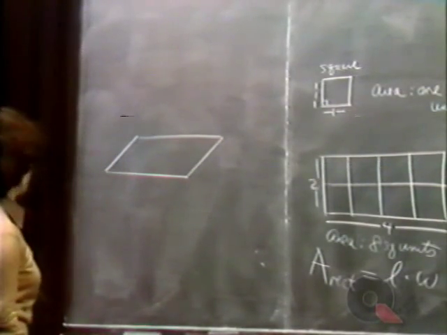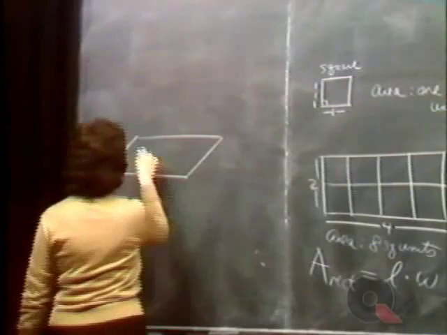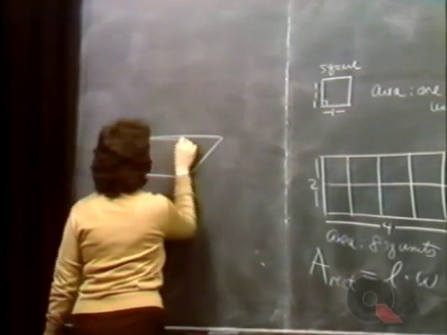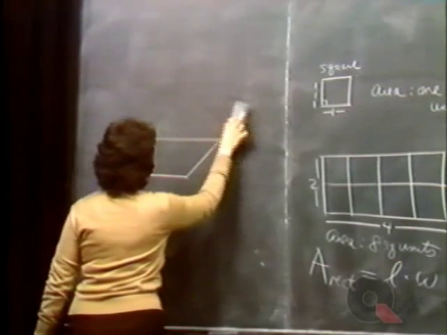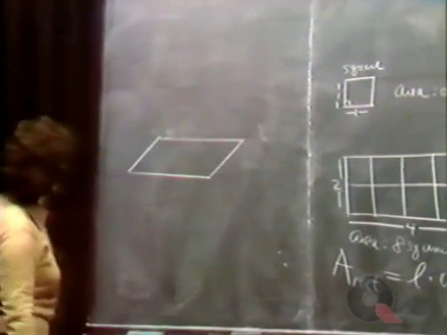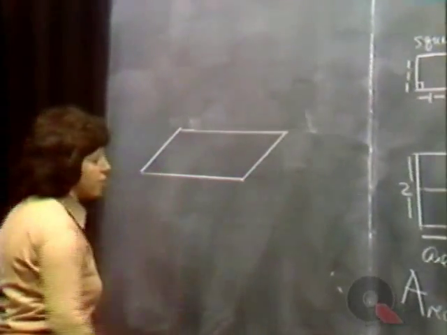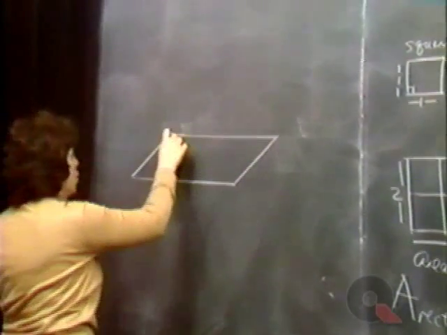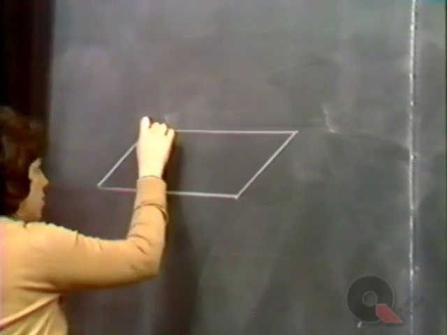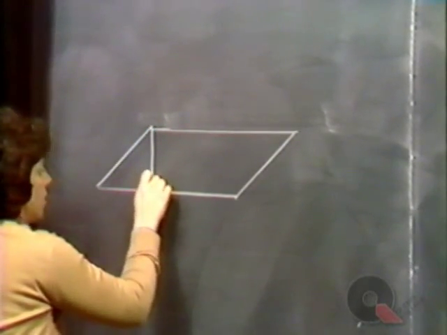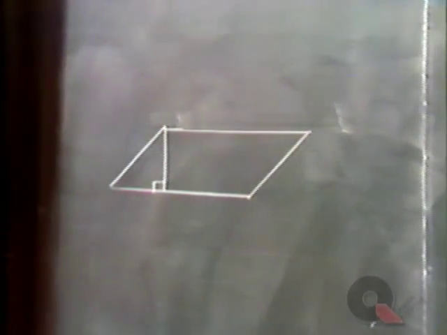Here we have a typical parallelogram. Typical for me, at least. Okay, now we want to figure out the area of this parallelogram. If you were to drop a perpendicular from this vertex here to hit the other side, the base, you would form a right triangle.